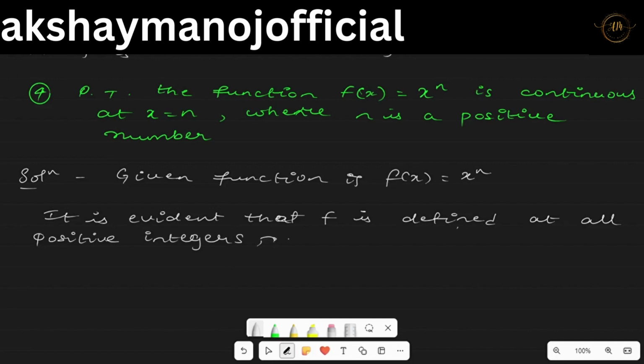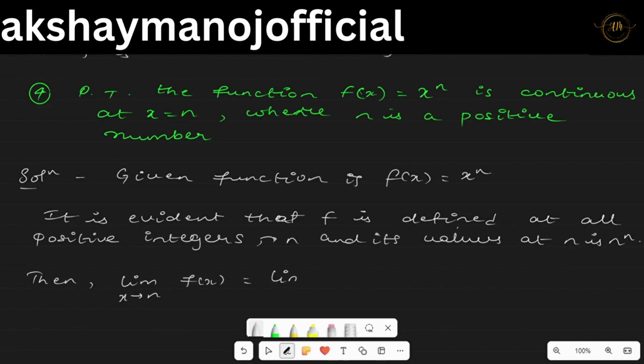Integers, in the sense that n is a positive integer, and its value at n is n to the power of n. So how is it n to the power of n? In place of x, if you substitute n, it will become n to the power of n. So then we can say, limit as x tends to n of f of x is equal to limit as x tends to n of x to the power of n, equal to n to the power of n.